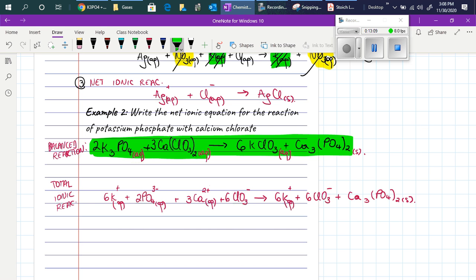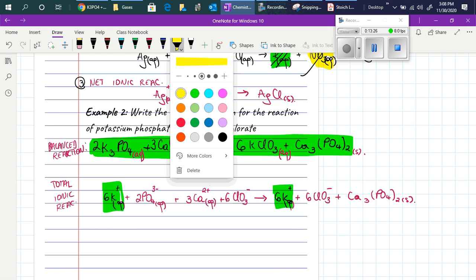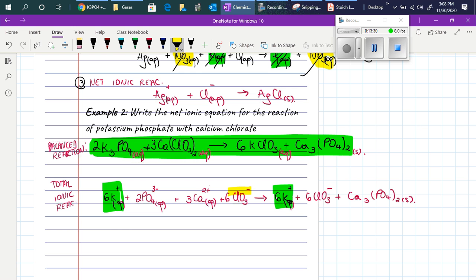Now, what do we have in common on both sides is 6 potassium and 6 potassium. And what else we have in common is 6 chlorate and 6 chlorate. Those 2 ions are called spectator ions. So if you are asked to identify the spectator ions, they are K+ and ClO3-. And they should be the same. The same number that you have here should be on the other side. This is why we have a balanced reaction.